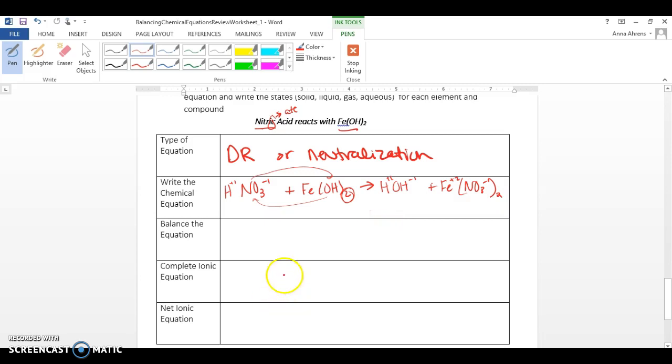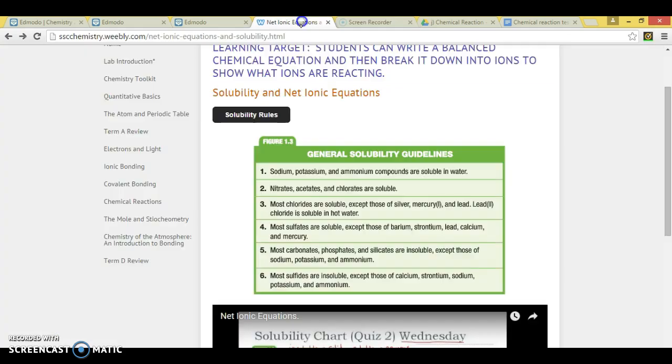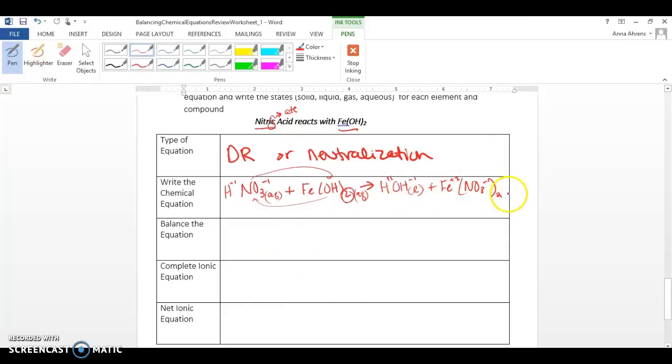Okay, now I have to look at our solubility rules. Acids are always aqueous, so we have an aqueous here. This is a base, so that's aqueous. Water is a liquid, and nitrates, if we look at our solubility rules here, right here, nitrates are soluble, so we know that that nitrate is going to be aqueous. Okay, now we can go ahead and balance it.